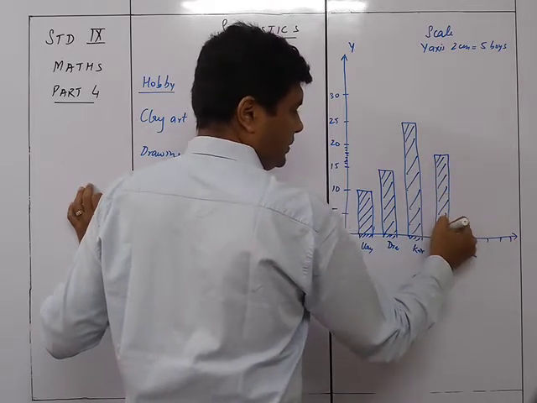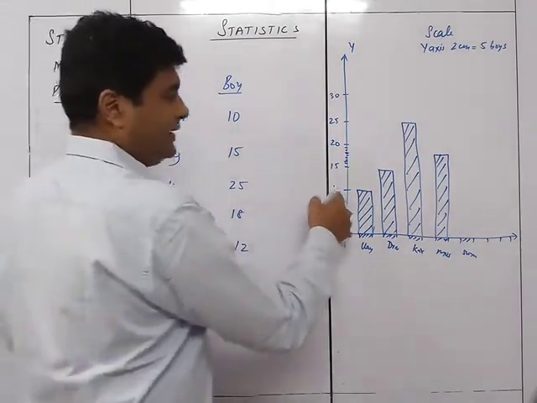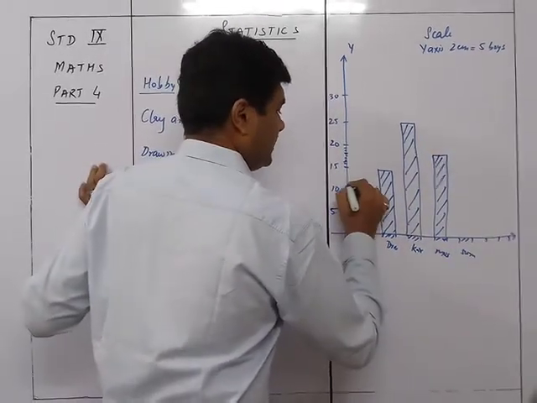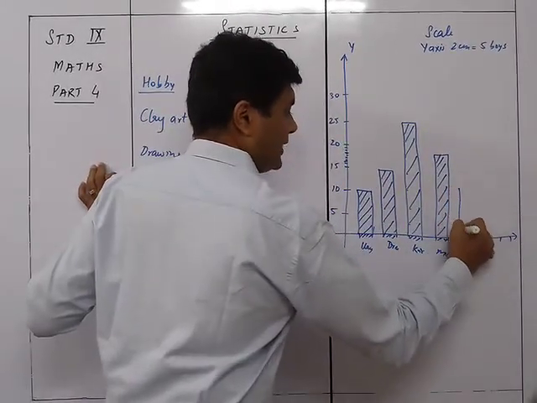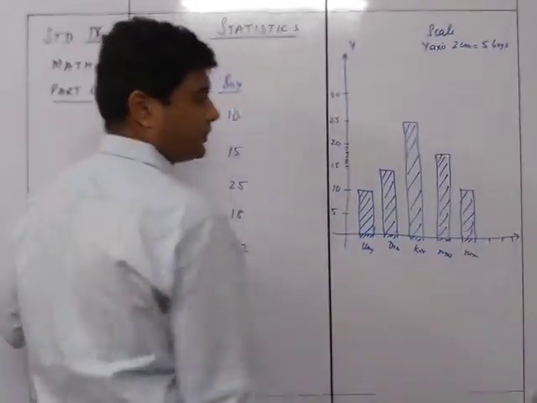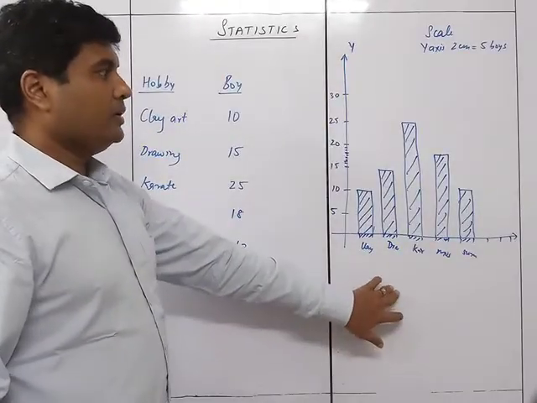This will be music, and finally 12. Now what will be 12? 12 will be 4 lines above 10. So it will be like this. This will be your swimming. Okay, this is how you are drawing the bar graph.